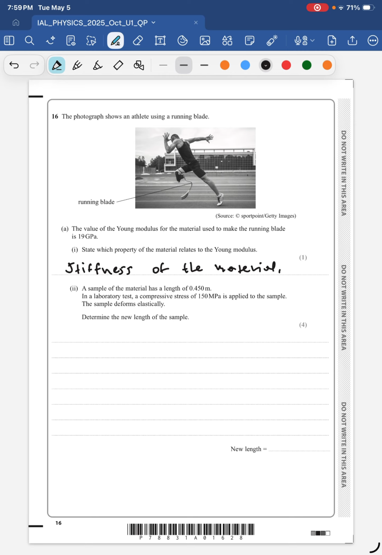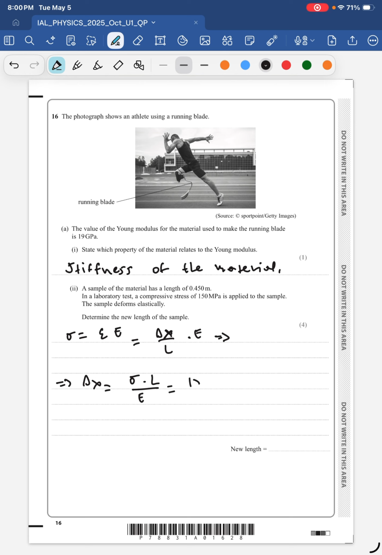All right. 2. A sample of the material has a length of 0.45 meters. In a laboratory test, a compressive stress of 150 megapascals is applied to the sample. The sample deforms elastically. Determine the new length of the sample. So stress is equal to strain times the Young modulus, and strain is delta x over L. So delta x is stress times length over the Young modulus.